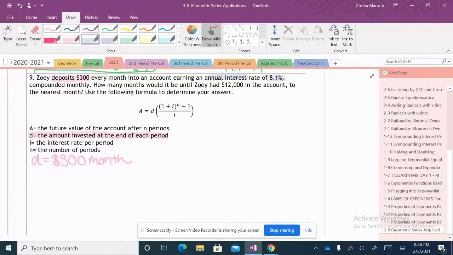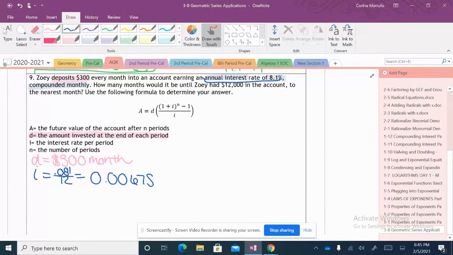Okay, this is an annual interest rate, but we do need it to be compounded monthly. So this 8.1%, because it's an annual interest rate, I'm going to take our interest rate, which is 0.081, and I am going to have to divide it by 12. I need to change it to monthly because my deposits are monthly, it's compounded monthly, and we're going to look for how many months. So I'm going to divide that by 12 because there's 12 months in a year. So 0.081 divided by 12 gives me 0.00675.